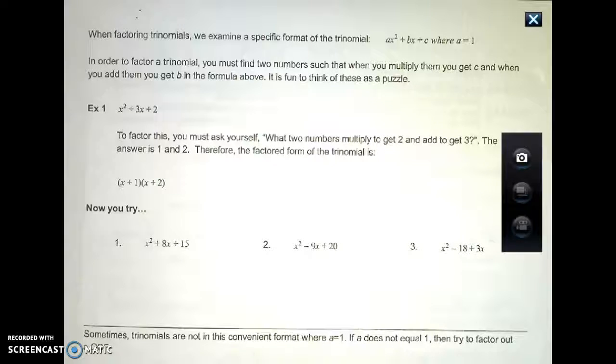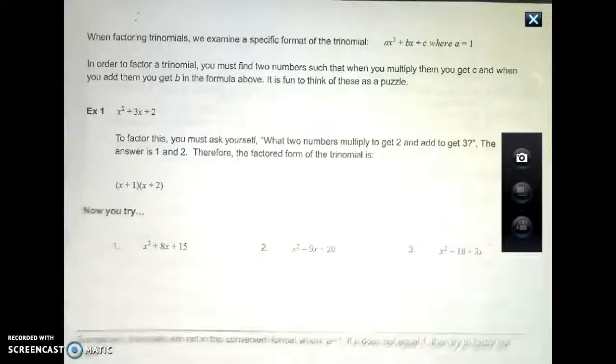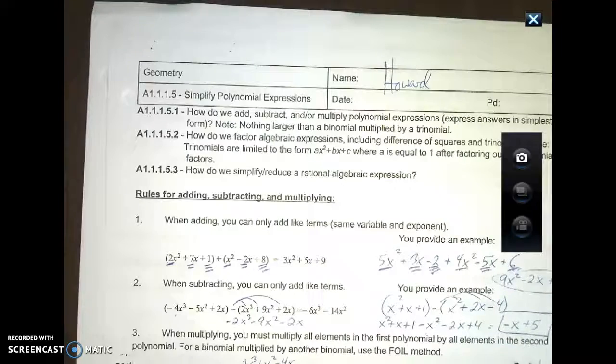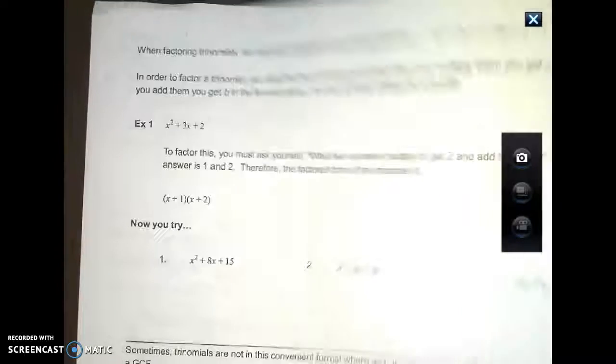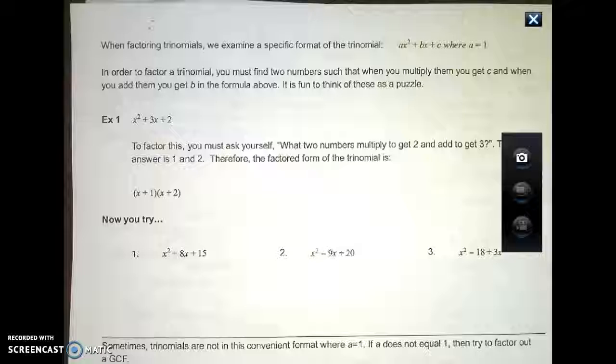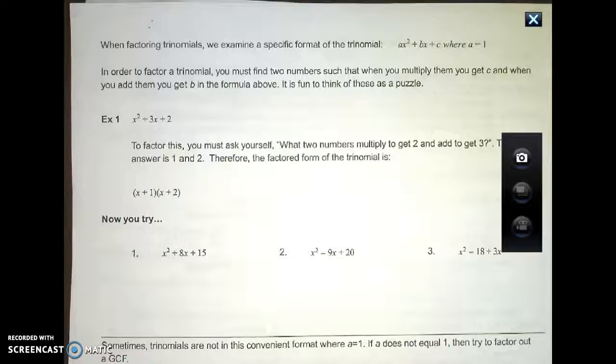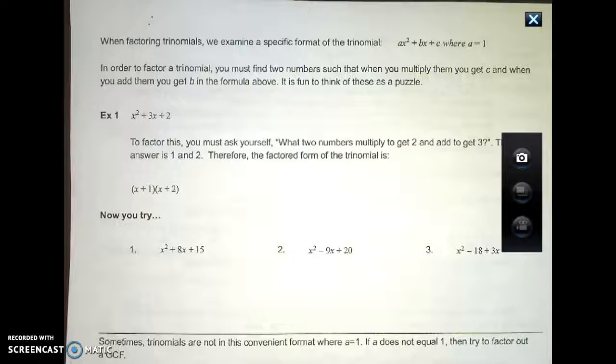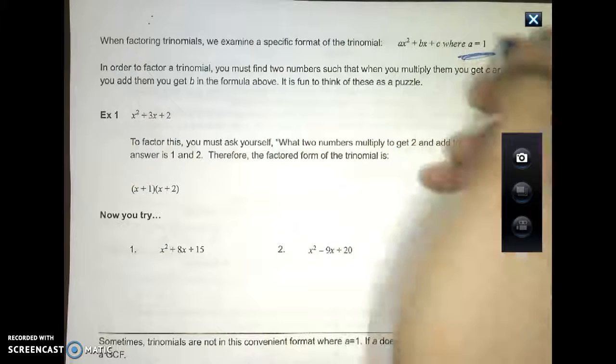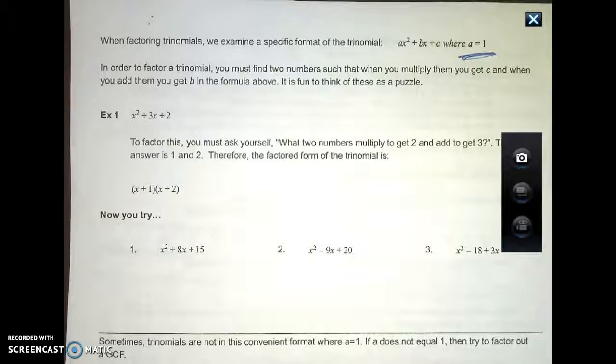Welcome back, everyone. We are on the back page of simplifying polynomial expressions. We are finishing this up with our second video. When factoring trinomials, we examine a specific format of the trinomial ax squared plus bx plus c, where a is equal to 1. This is going to be very big as we go forward.